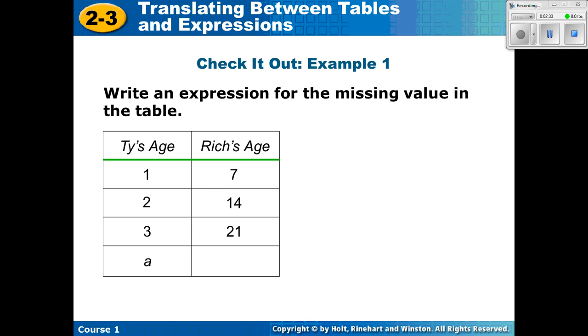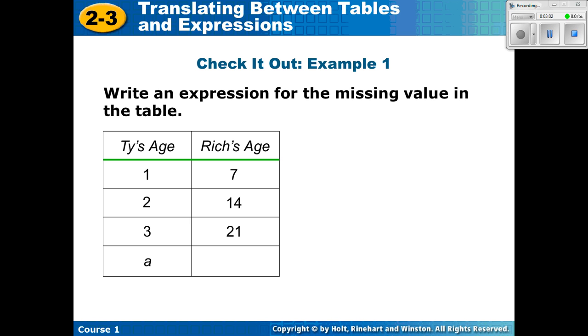Let's check out another one. Ty's age, 1, 2, 3, and A. Rich's age, 7, 14, and 21. We'll take a moment, pause the video if you need to, but look and see what the differences are. Do you see a pattern? And this is definitely a guess and check.